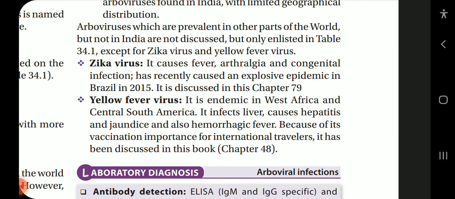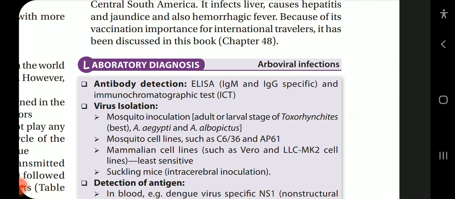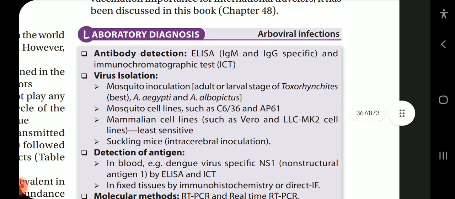Zika virus causes fever, arthralgia, and congenital infection. It recently caused an explosive epidemic in Brazil in 2015, discussed later. Yellow fever virus is endemic in West Africa and Central South America. It infects the liver, causes hepatitis and jaundice, and also hemorrhagic fever. Because of its vaccination and importance for international travelers, it has been discussed in this book.